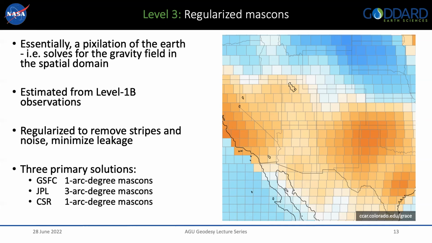In order to make that work, the secondary benefit of using spatial MASCONs is that we can impose spatial regularization constraints, and these constraints allow us to remove effects such as striping and noise during the estimation step. And that piece is very key because it allows us to better preserve the real information by capturing all of that filtering and processing within estimation instead of in post-processing. Today, there's three main MASCON solutions. They're produced here at Goddard, as well as at JPL and the University of Texas Center for Space Research.